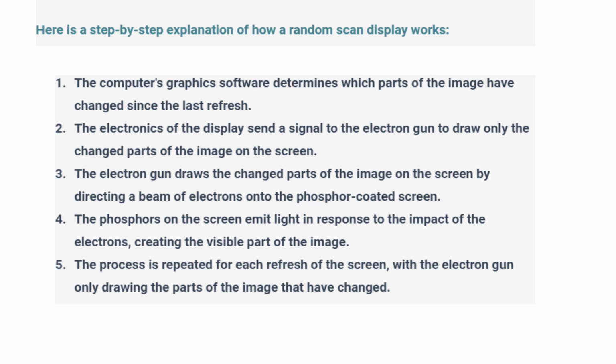The phosphors on the screen emit light in response to the impact of the electrons, creating the visible part of the image. The process is repeated for each refresh of the screen, with the electron gun only drawing the parts of the image that have changed.